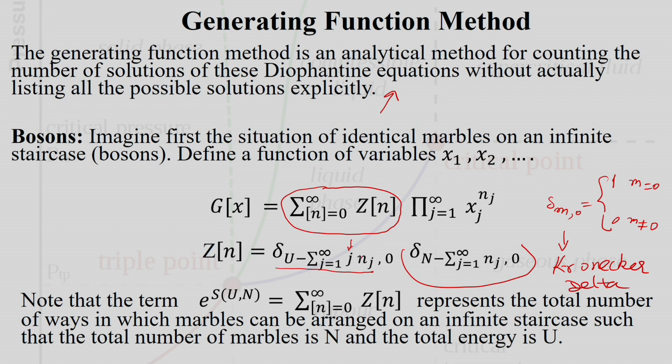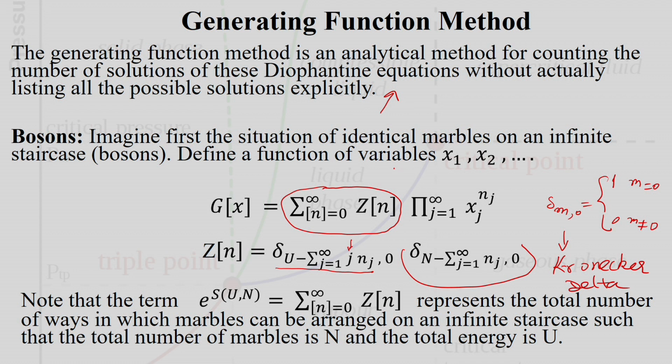Now, this forces me to conserve energy and the number of particles, but once that is forced on me, then I am free to sum over all the different possibilities, and these Kronecker deltas will keep track of whether or not energy and number of particles are conserved. Now, I really want to perform this summation.